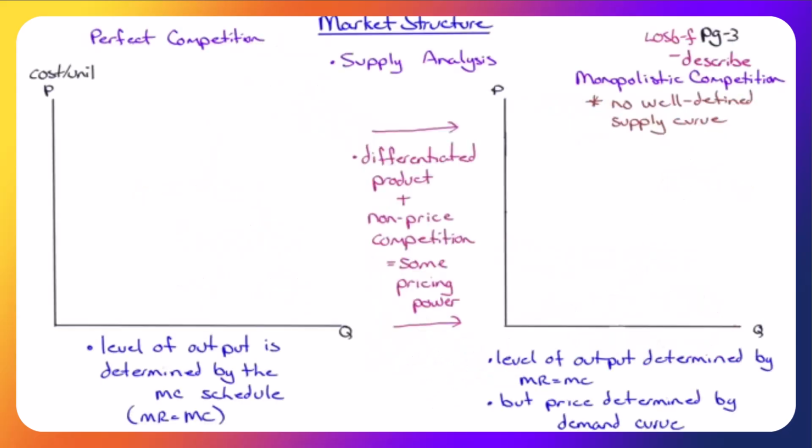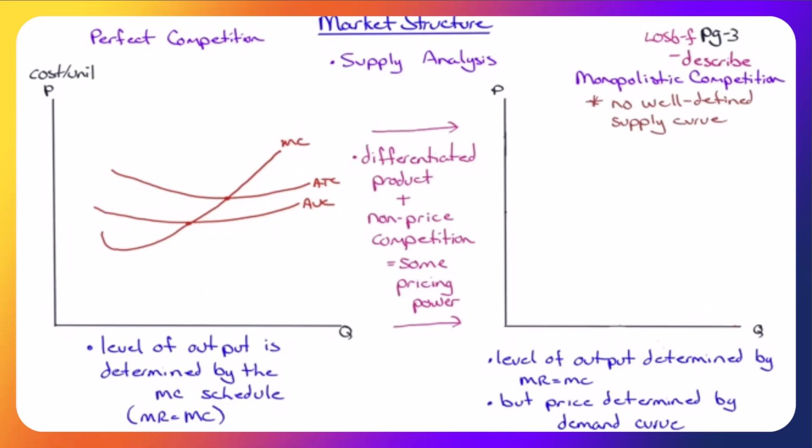That's it. Okay, let's compare perfect competition and monopolistic competition in terms of supply analysis. And here we'll attempt to draw out the supply curve. For perfect competition, you will recall the average variable cost curve looked like this with a minimum point. The average total cost curve looked like this with a minimum point here. And the marginal cost curve intersected both of them at their minimum.